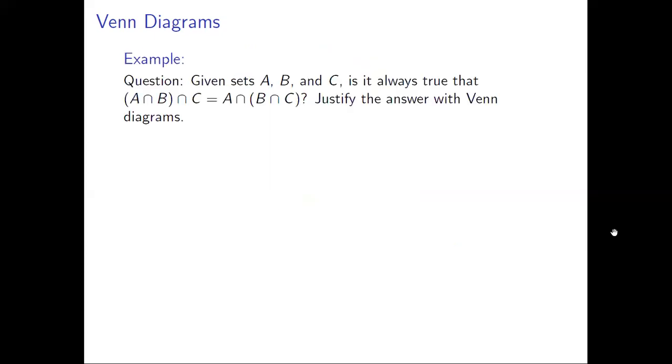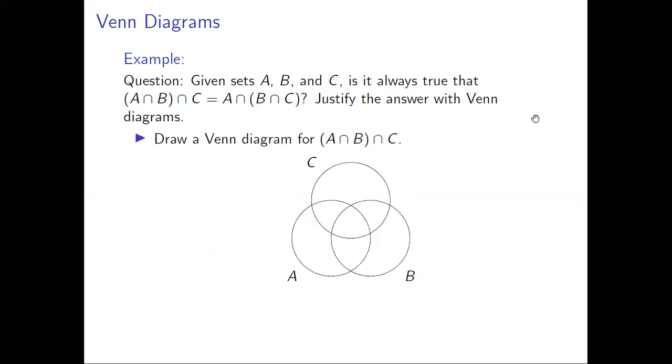Next example, next question. Given sets A, B, and C, is it always true that A intersected with B and then intersected with C is always equal to B intersected with C and then A intersected with that? And we want to justify the answer with Venn diagrams. So now we're going to try drawing a Venn diagram for this left-hand side, A intersected with B and then intersected with C.